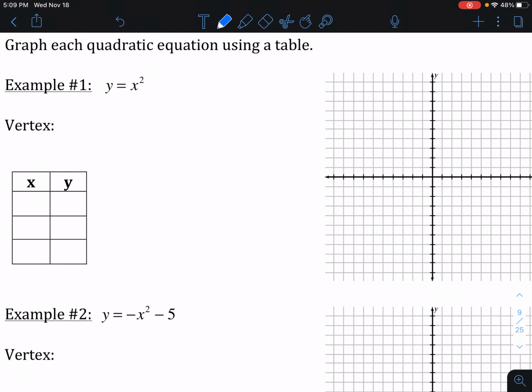So for the first one, what's a, b, and c? I would call this 1x squared plus 0x plus 0. Only the x squared is shown. That has an invisible 1.